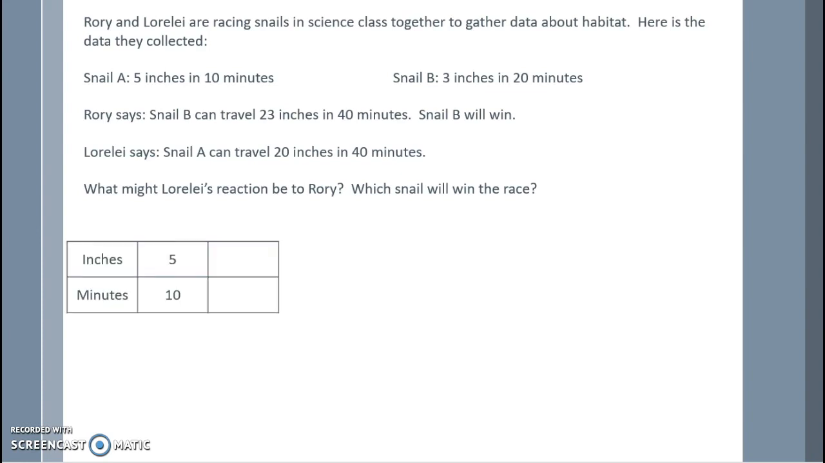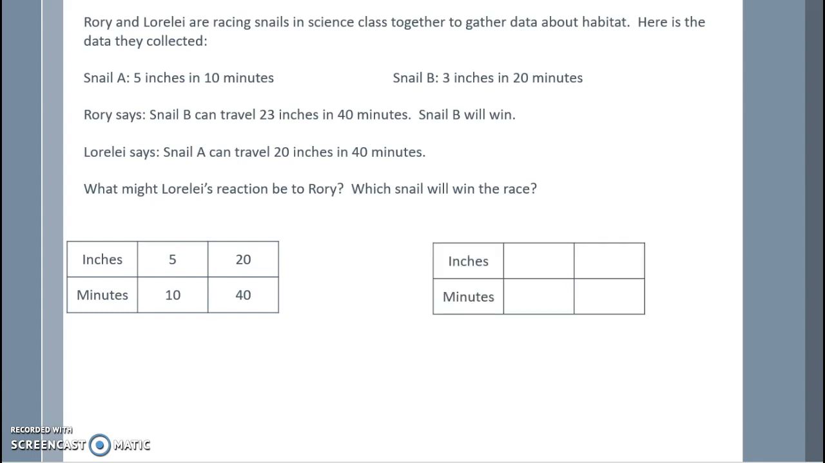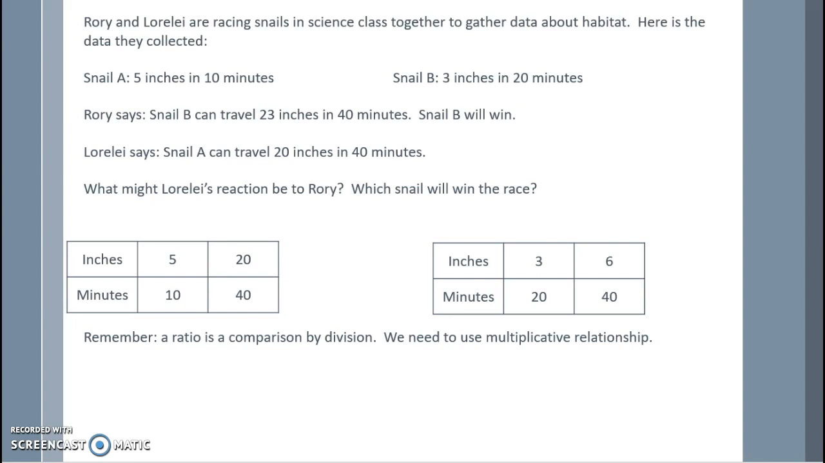Let's look at snail A first. Its ratio is 5 inches to 10 minutes. We're particularly interested in both situations, how far they can travel in 40 minutes. Well, 10 times 4 gives me 40, so 4 times 5 is 20. So snail A can travel 20 inches in 40 minutes. Let's compare that to snail B. That snail can go 3 inches in 20 minutes, and we're also particularly interested in how far they can go in 40 minutes. So 20 times 2 is 40, and 3 times 2 is 6.